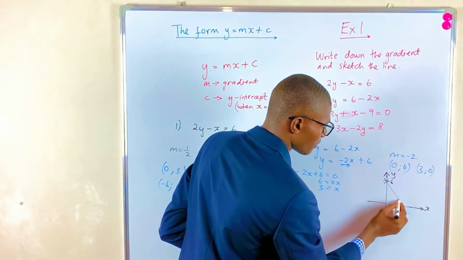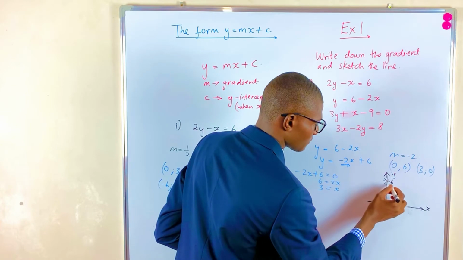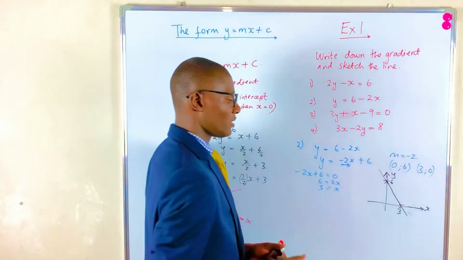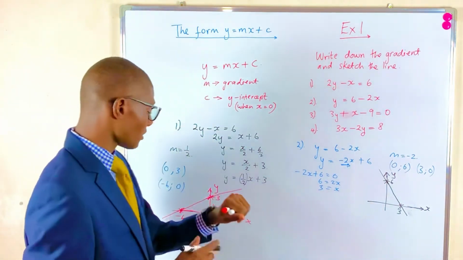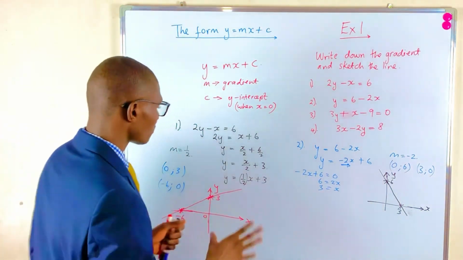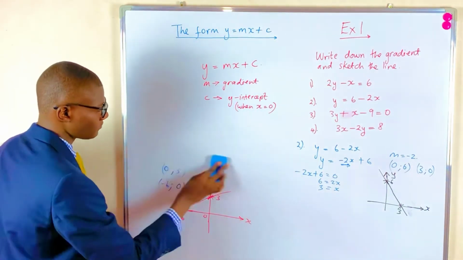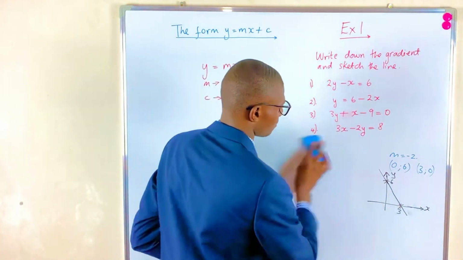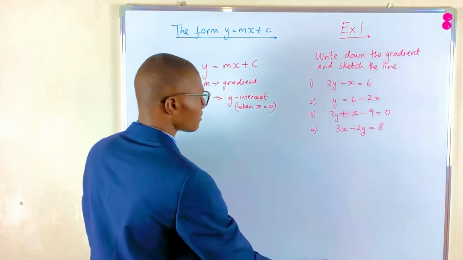Then we just join those 2 points, right. We just join these with an extended line. So this would be the sketch for the line. Now moving on to number 3. So allow me to erase this. Okay, now moving on to number 3.